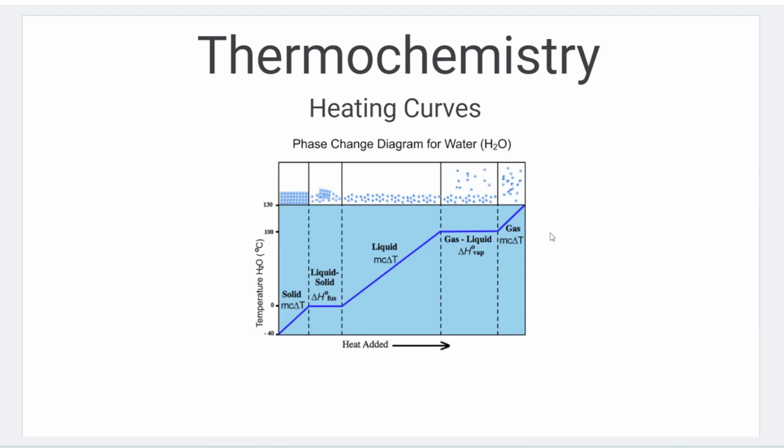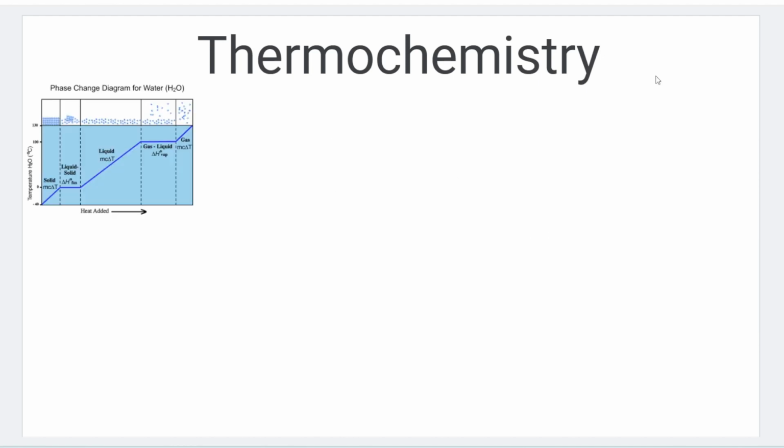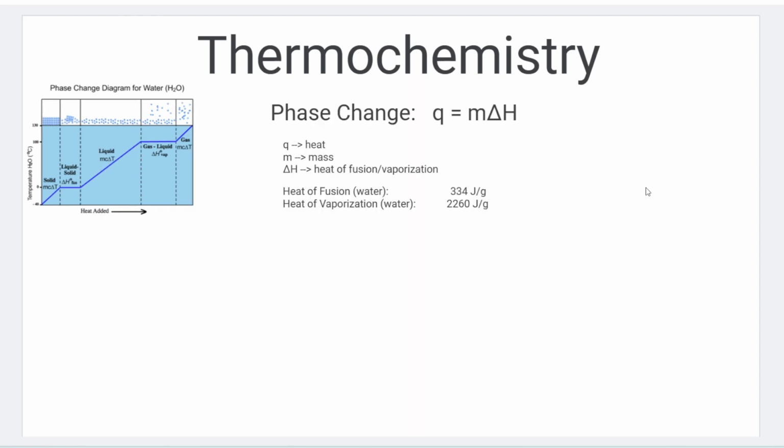continue to increase. There's an equation we can use that will determine the amount of heat required to melt or boil something. The equation Q equals m delta H states that Q, or the heat required, is equal to the mass of the substance multiplied by the heat of fusion or vaporization, depending on if you are melting or boiling the substance. So let's take a look at a problem.